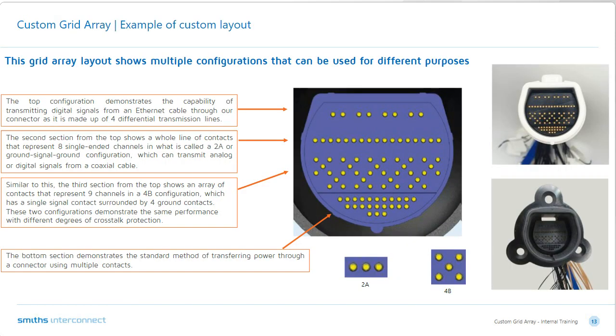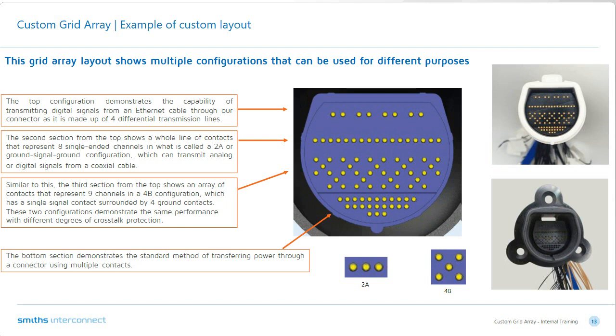This is an example of a custom grid array. This grid array layout shows multiple configurations that can be used for different purposes. The top configuration demonstrates the capability of transmitting digital signals from an Ethernet cable through our connector, as it is made up of 4 differential transmission lines.